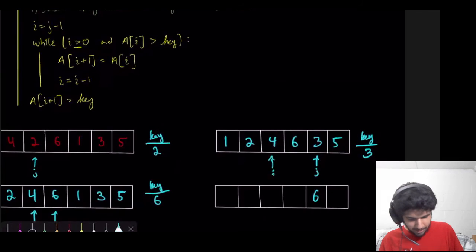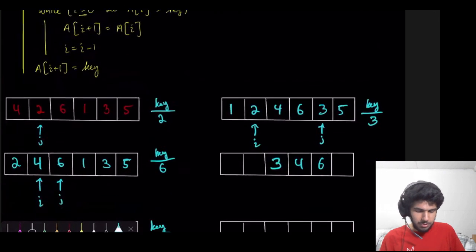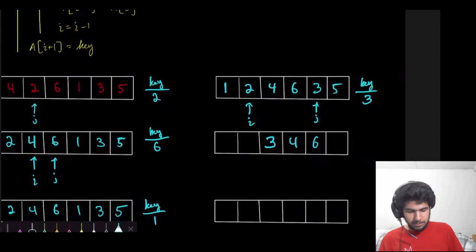I points here. Again, 4 is greater than 3. So we set the following box equal to what I is pointing at. So this is a 4. Okay. And then here things get a little bit different. I is greater than or equal to 0, but it's pointing to 2, and 2 is less than 3. So we escape the while loop, and we set a of I plus 1 equal to key. So a of I plus 1 would be this box, and key is 3. So we put a 3 down there, and then everything else follows with it.